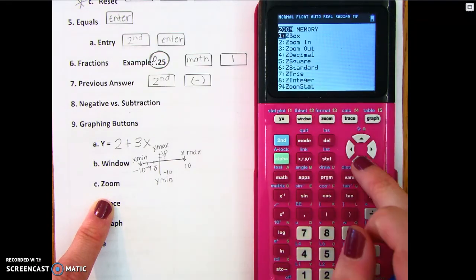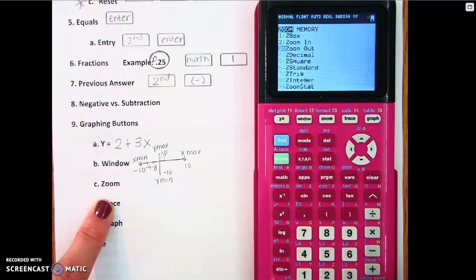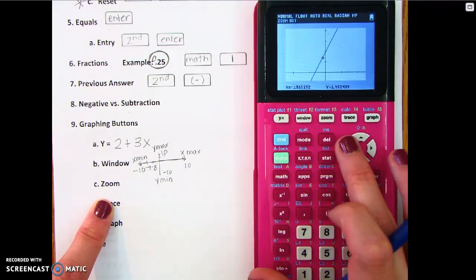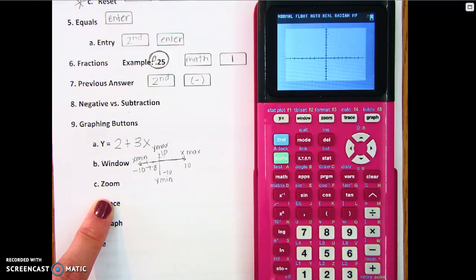You can also zoom out. So if you zoom out, then just go wherever part of the graph you want to zoom out from, press enter, and it'll zoom out.